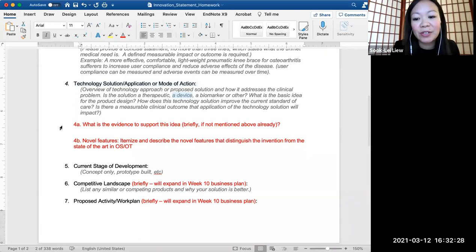I added 2 things which are in red, so this is not part of the Coulter, but I think these are really important. The first is what evidence is there, if any, to support the idea.